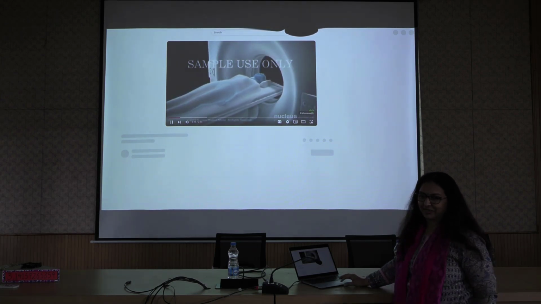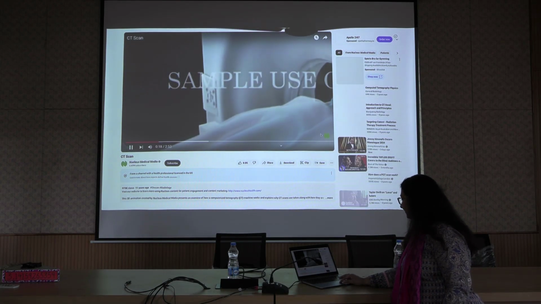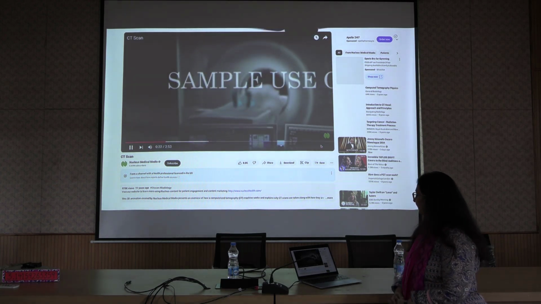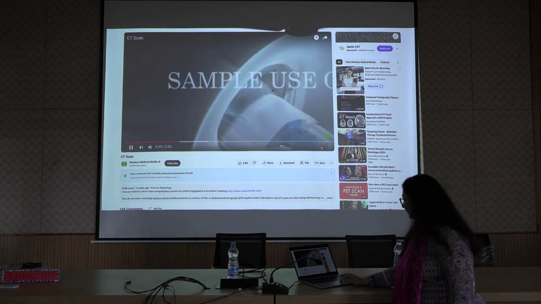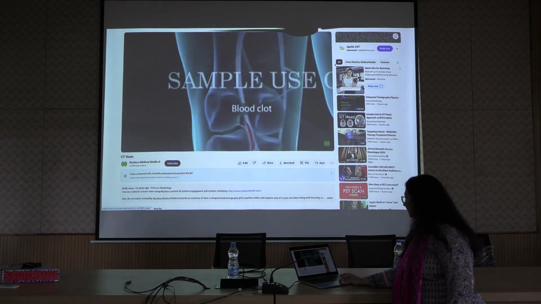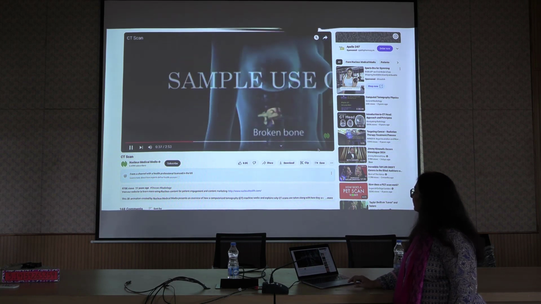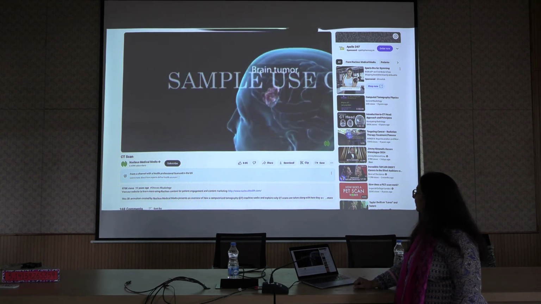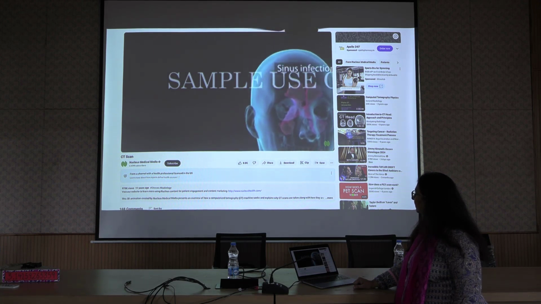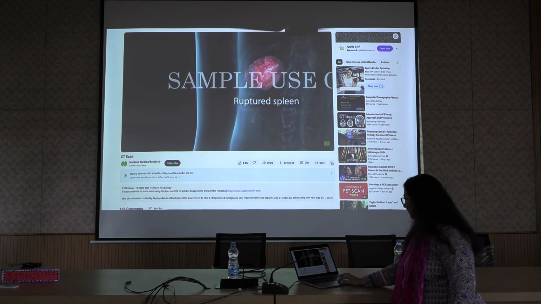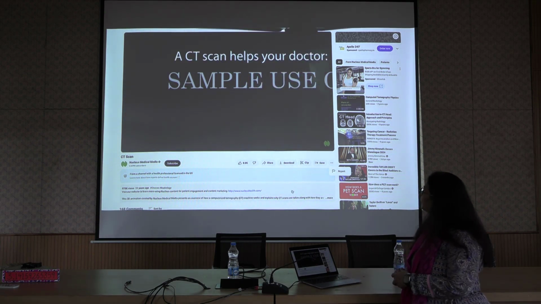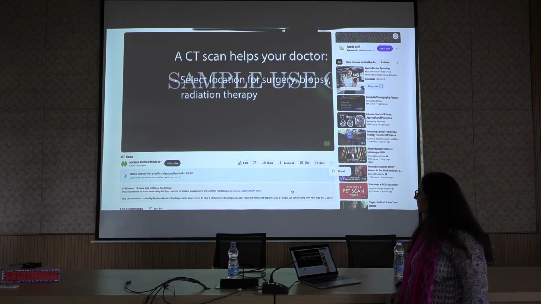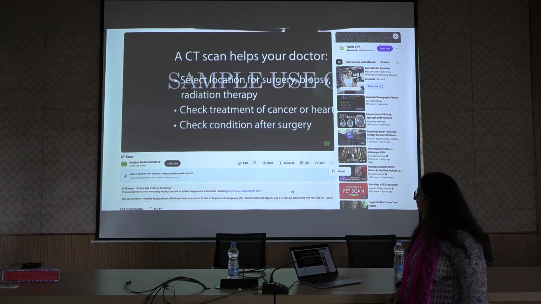A CT scan, also known as a CAT scan or computerized axial tomography, is a painless diagnostic test that uses x-rays and computers to create cross-sectional images of bones and tissues inside your body. Your doctor may recommend a CT scan to examine your body for any of the following: blood clots, broken bones, cancerous tumors, infections, internal injuries and bleeding, and signs of heart and vascular disease. A CT scan helps your doctor select the correct location for surgery, biopsy, or radiation therapy, check the treatment of cancer or heart disease, and check your condition after surgery.